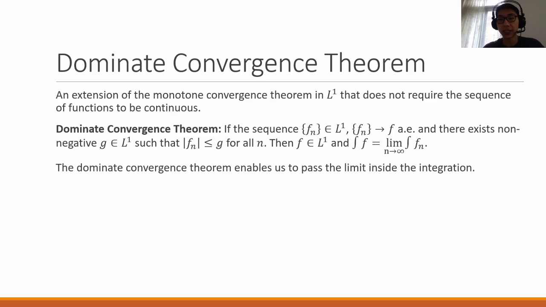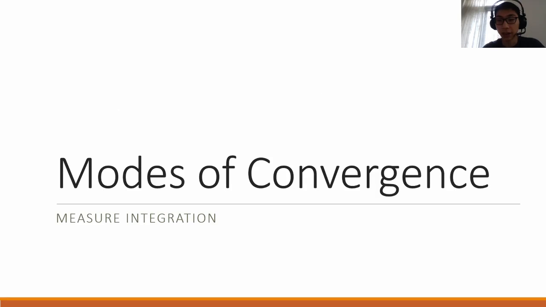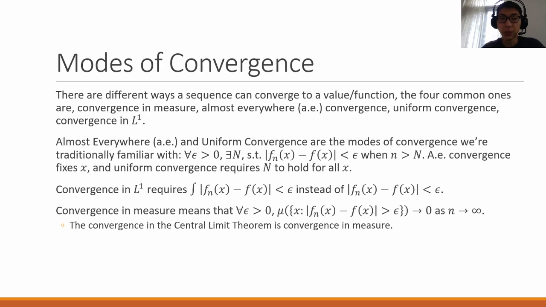We can continue to pass limits inside the integration in L1. The dominated convergence theorem states that given a sequence that converges pointwise to f, we can pass the limit inside the integration if it's bounded absolutely by another function in L1. Note that this sequence does not have to be increasing anymore, it just needs to be bounded. The final section of this video will be dedicated towards different modes of convergence. Sequences can converge in many ways. They can converge pointwise, uniformly, in measure, or in L1. There are other modes of convergence, but these four are the ones that we are most concerned with.